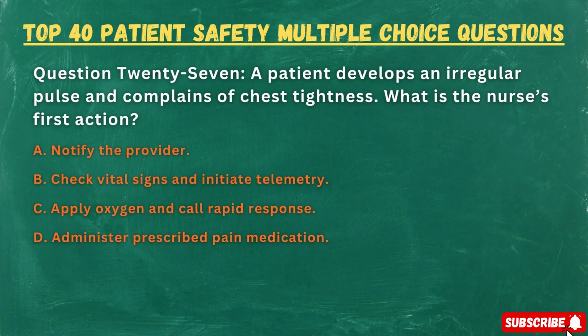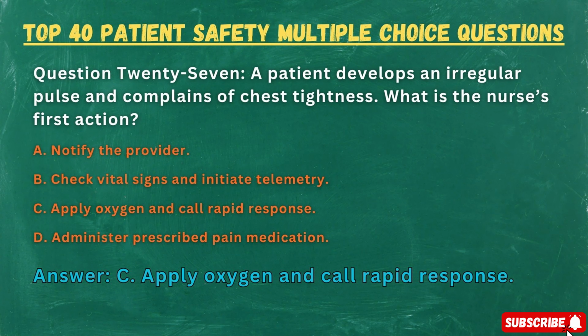Question 27. A patient develops an irregular pulse and complains of chest tightness. What is the nurse's first action? A. Notify the provider. B. Check vital signs and initiate telemetry. C. Apply oxygen and call rapid response. D. Administer prescribed pain medication.